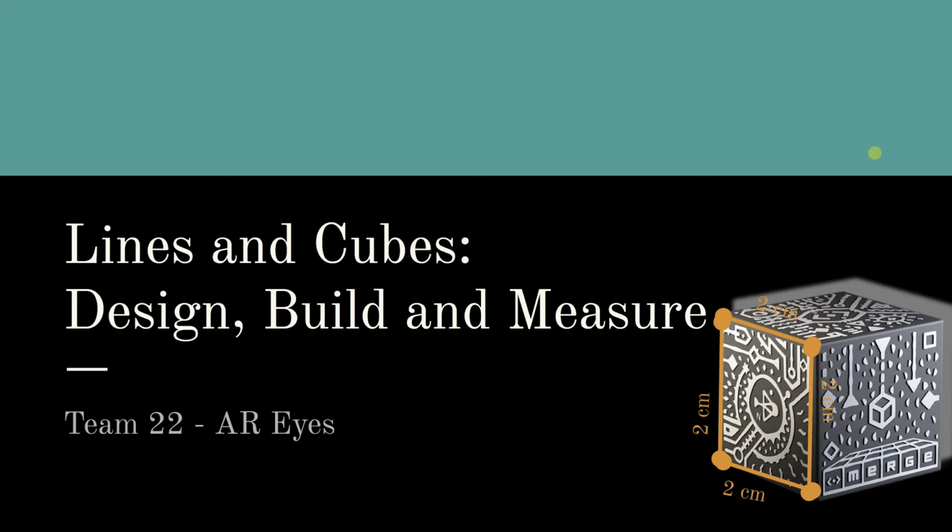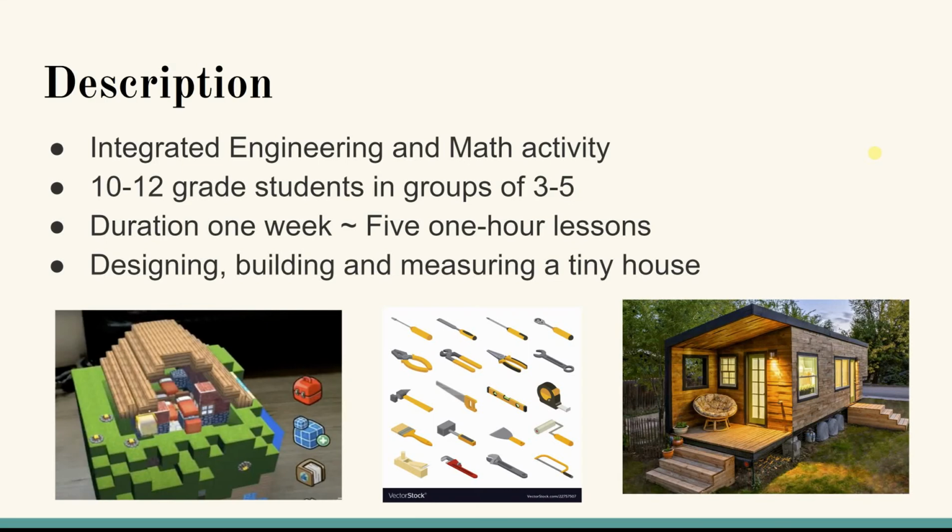Our second activity is called Lines and Cubes. This is an integrated engineering and math activity that can be done with 10 to 12 grade students in groups of 3 to 5. The activity is expected to last for a week and can be divided into 5 one-hour lessons. Students will design, build, and measure a tiny house.